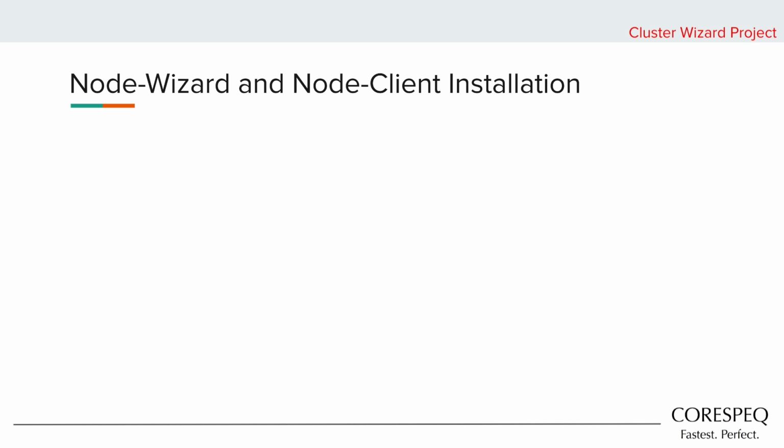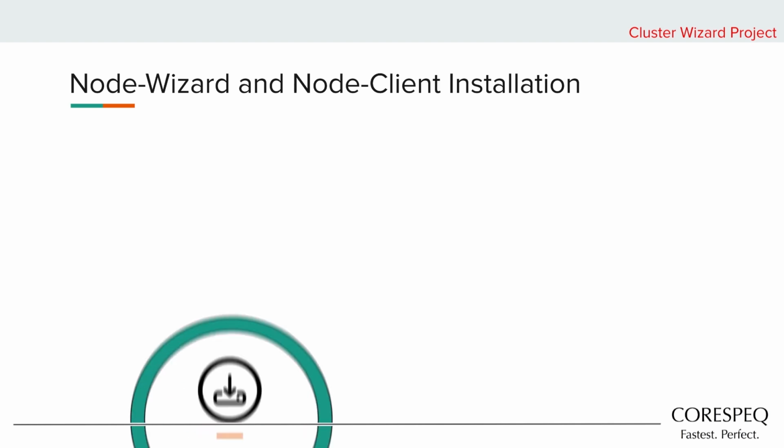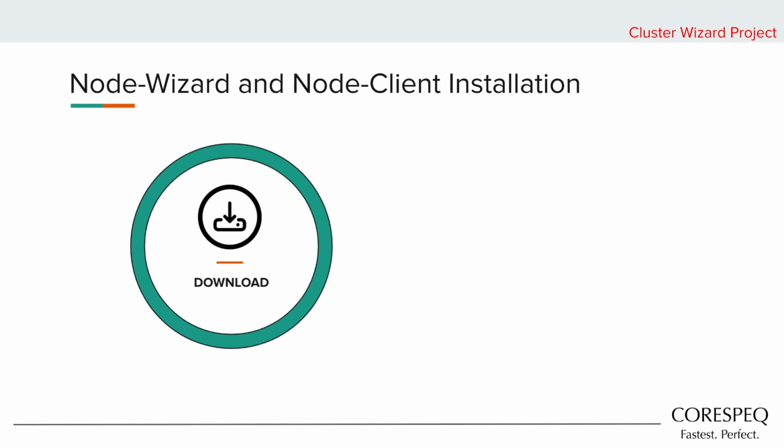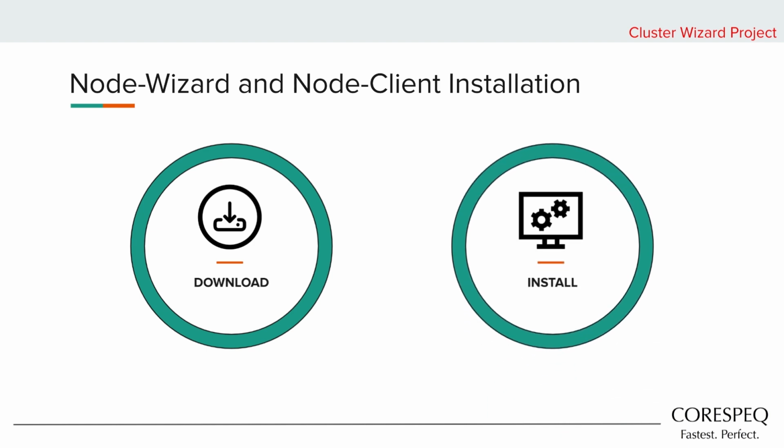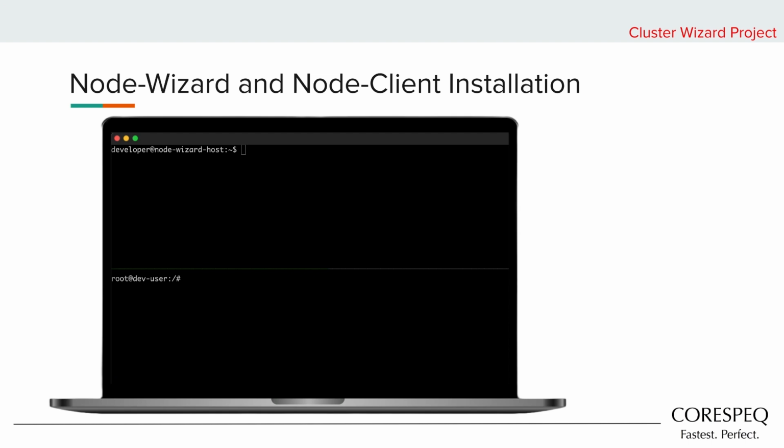Node Wizard and Node Client installation. In this section, we will look at installing Node Wizard and Node Client. To do so, we will start by downloading the Node Wizard and Node Client files from GitLab. Then we can set up the prerequisites and install Node Wizard and Node Client on their respective hosts. Now, let's have a look at the demonstration video for installing Node Wizard and Node Client.